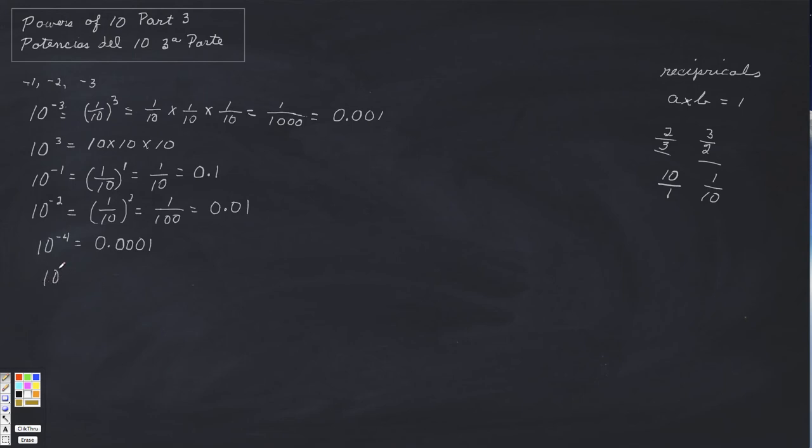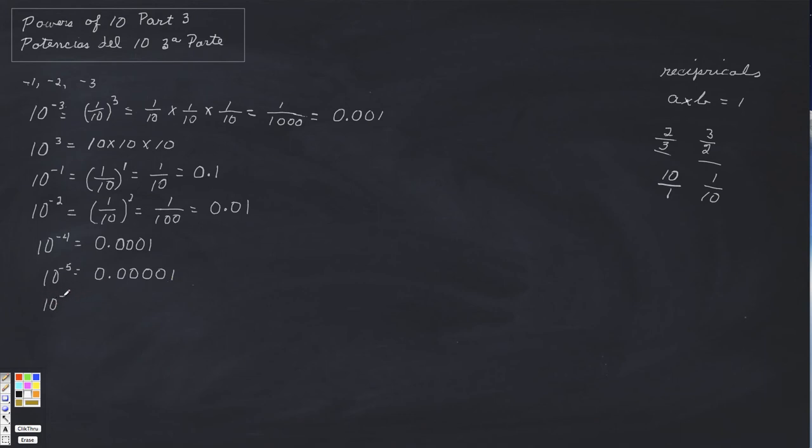For 10 to the negative 5, we'll have 5 places. Places, not zeros. 5 places. But I will need 4 zeros because all I have for the numerator is a 1. So I will only have a 1, but I need 4 more places to occupy a total of 5 places.